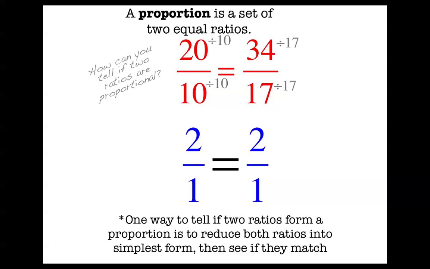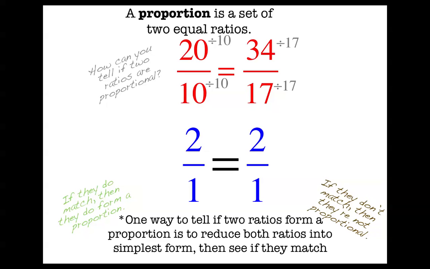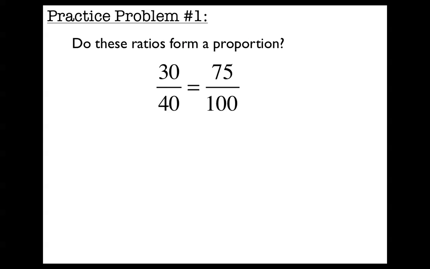So one way to tell if 2 ratios form a proportion is to reduce both ratios into simplest form and then see if the 2 ratios still match. Okay? If they do match, then they do form a proportion and they are proportional. And if they don't match, then they're not proportional. So here's your first practice problem. Do these ratios form a proportion? Are they proportional?